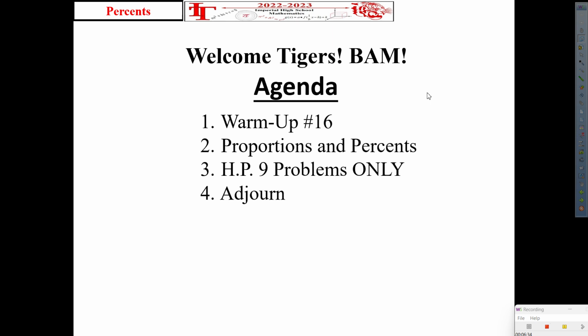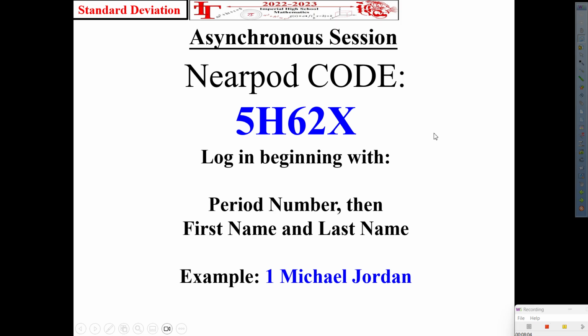Thank you. All right, copy this code, please. 5H62X. Also, do me a favor, if you have this handout signed, get that out, send it to the back, please, to the last person in your row. If you have this handout signed and filled out, send it to the back.